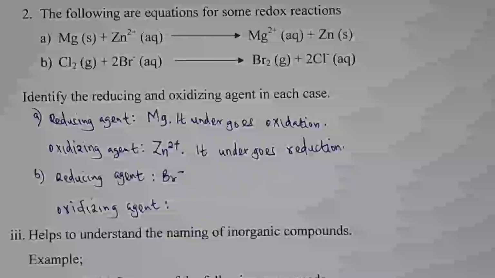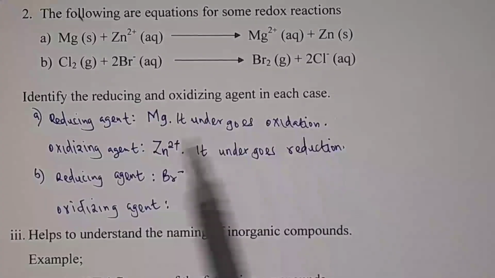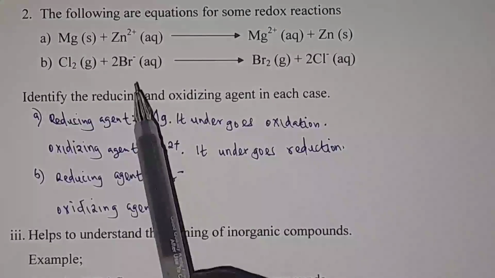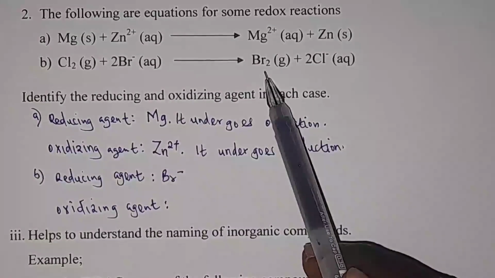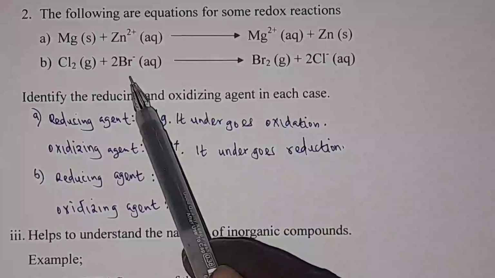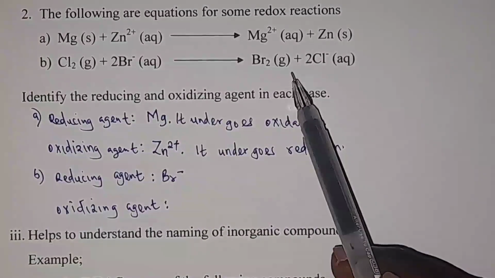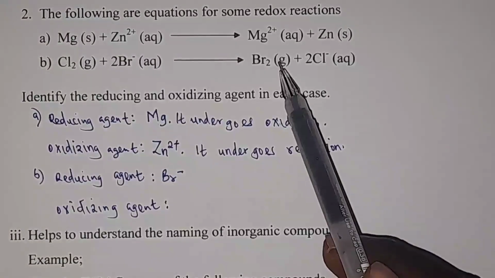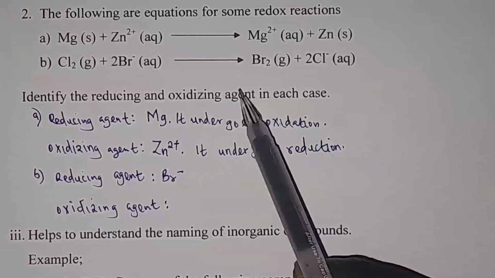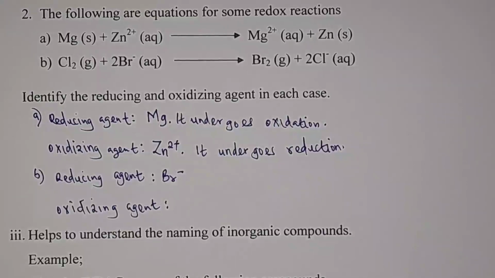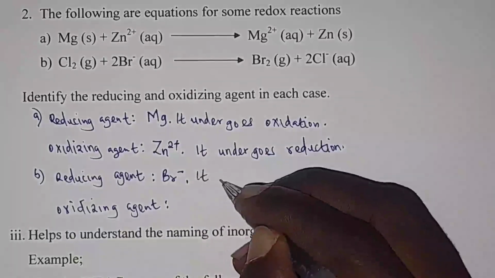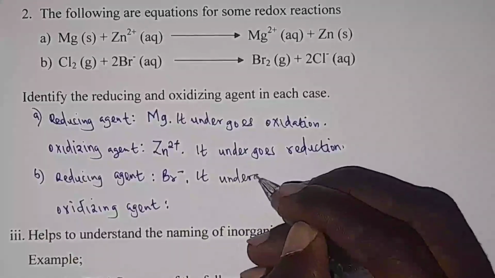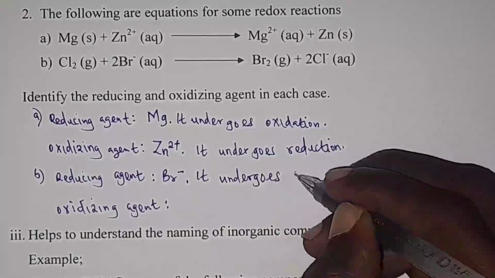So how are we going to know that? We can only check the oxidation number. Here the oxidation number of bromide ion is -1. But when you check here, it is 0. So what happened? There is an increase in oxidation number, and that's oxidation. So the substance that undergoes oxidation is the reducing agent. The reason, we can say this because it undergoes oxidation.